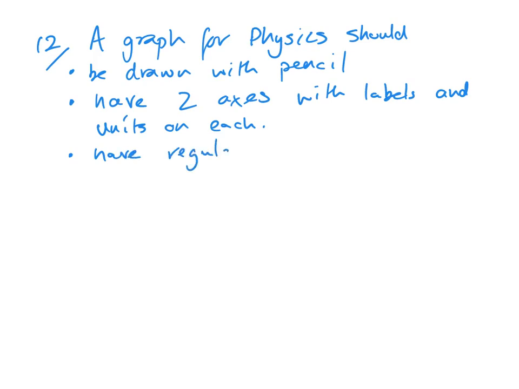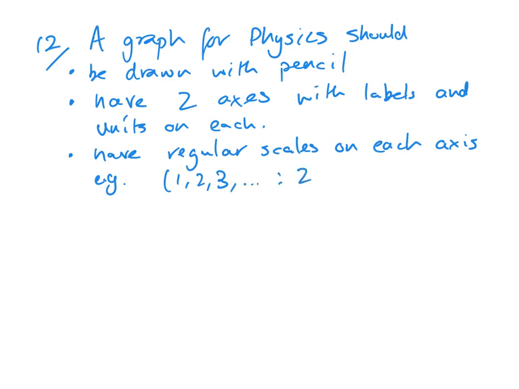It should have what we call regular scales on each axis. So e.g. 1, 2, 3, or 2, 4, 6, etc., or 5, 10, 15. Now that's not the only examples, but that's trying to give you some examples. And generally those numbers, 1s and 2s and 5s, are the easiest to deal with, right? Or multiples of 10 of them.